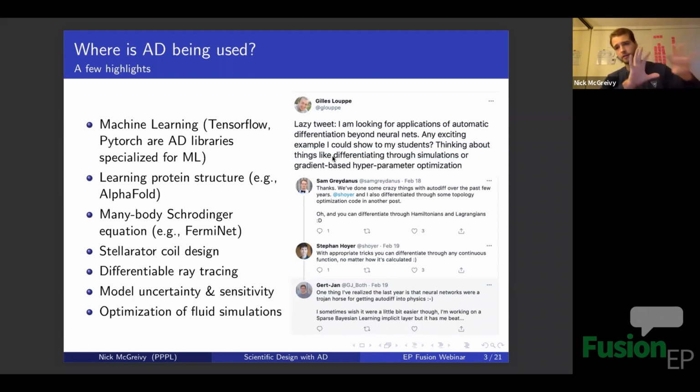So there's been a lot of niche applications of AD that's been around for a while, but the best software tools that are around were developed through machine learning, and so this has made AD a lot easier. And as Gert says, it's been a Trojan horse for getting AD in a lot of different areas. And then there's one example which I'll show you here.